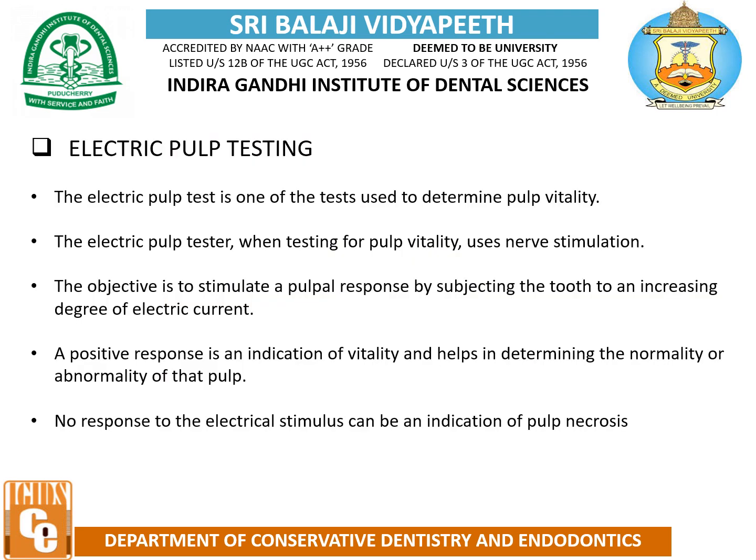Electric pulp testing. The electric pulp test is one of the tests used to determine pulp vitality. The electric pulp tester, when testing for pulp vitality, uses nerve stimulation. The objective is to stimulate a pulpal response by subjecting the tooth to an increasing degree of electric current. A positive response is an indication of vitality and helps in determining the normality or abnormality of the pulp. No response to the electrical stimulus can be an indication of pulp necrosis.